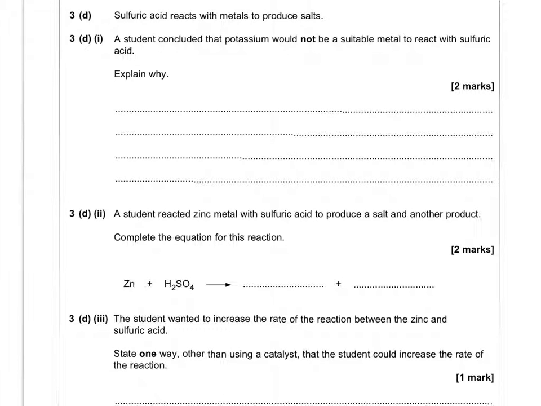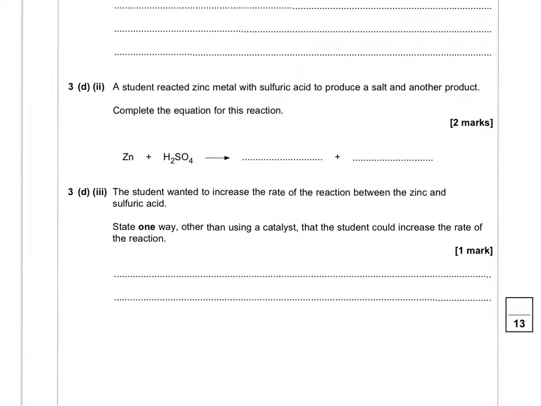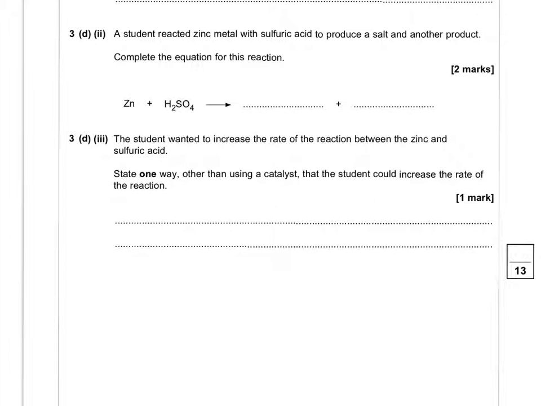Okay, continuing this question. Sulfuric acid reacts with metals to produce salts. A student concluded that potassium would not be a suitable metal to react with sulfuric acid. Well, yep, they're perfectly right. So potassium is definitely not a suitable metal, and we've got to explain why. So we've seen the reaction with potassium with water. It's been very violent, and that's probably a good word to use. So we want to explain why that wouldn't be a good idea.